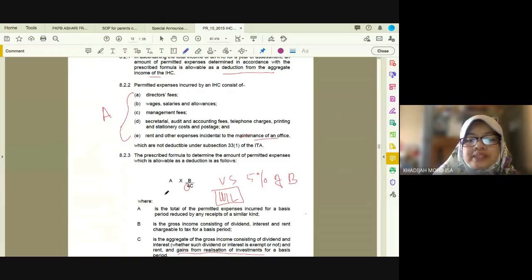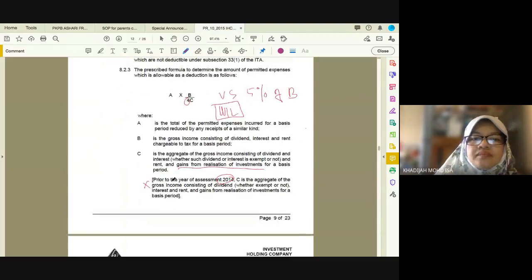Chargeable to tax means that if any of the income under B is exempted, for example your dividend is exempted because it's under the single tier system, or your foreign source income is exempted, then that income will not be taken into B. You only take in that income which is chargeable to tax.